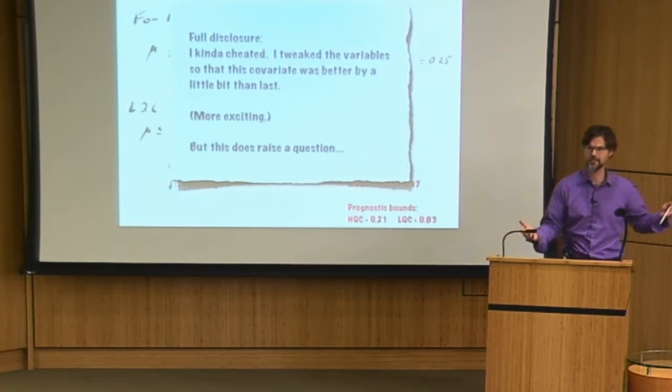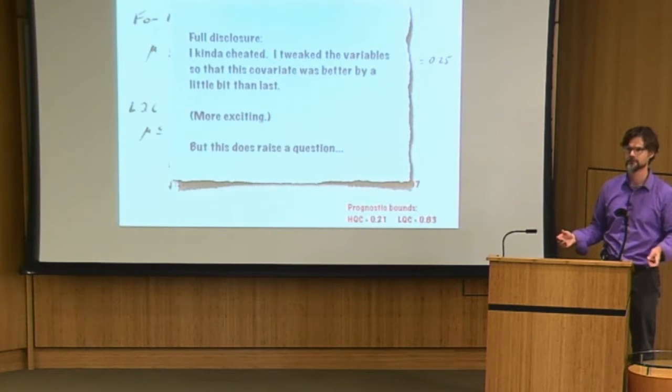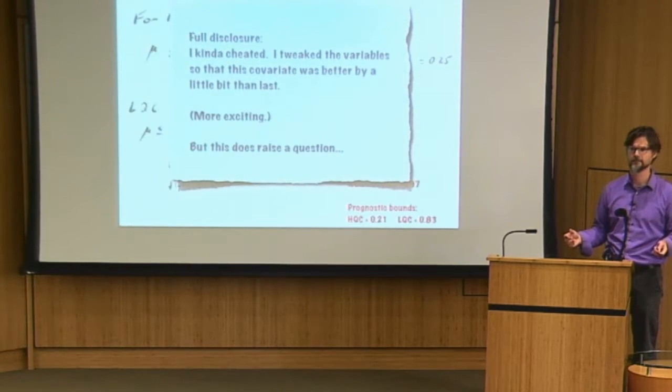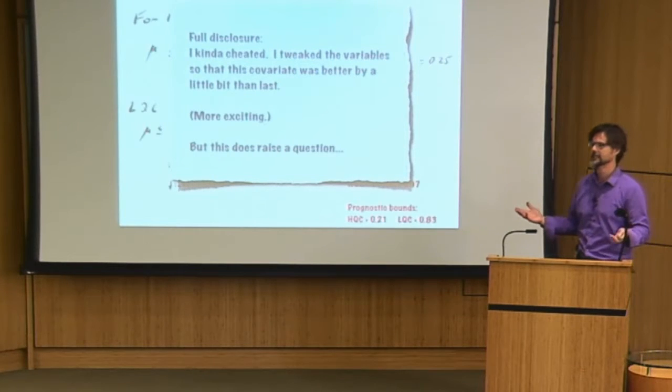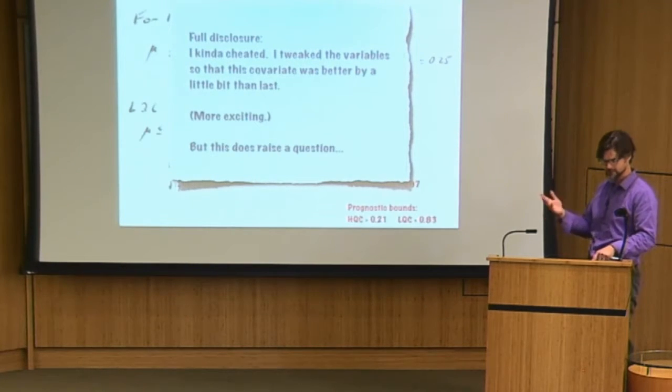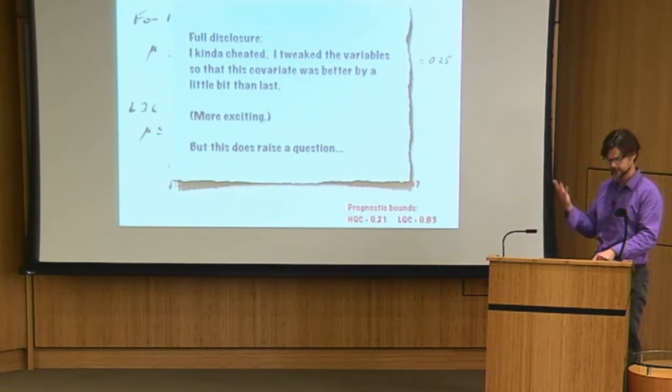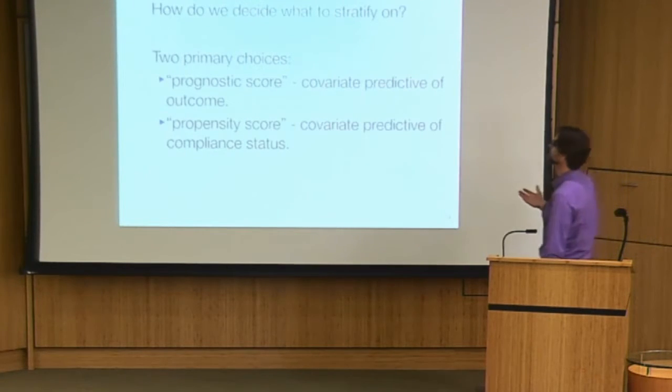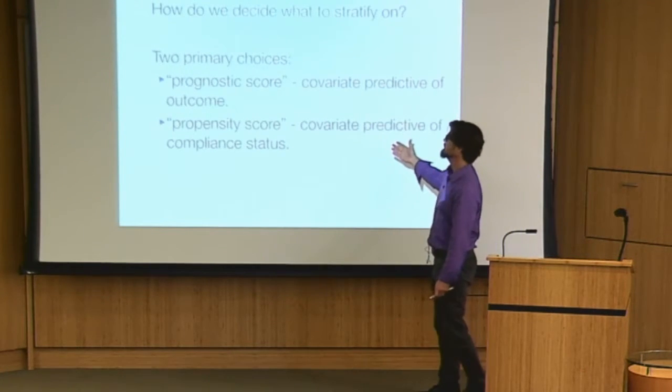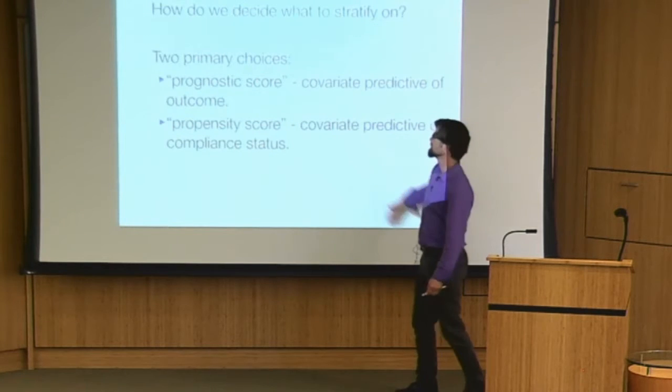Any guesses as to what the question is? Yeah, what should you do, right? So if I just told you that sometimes one works, sometimes another, are there some good rules of thumb? Or is there some direction you should go? So there's two primary choices. There's the prognostic score and the propensity score.